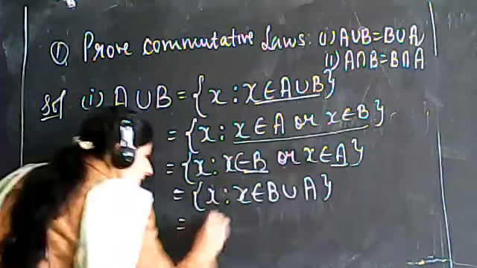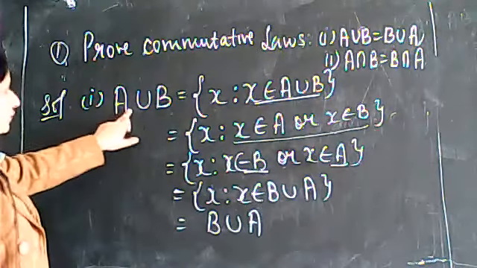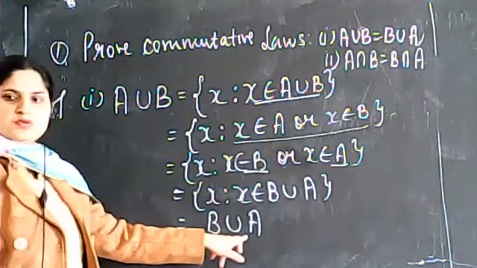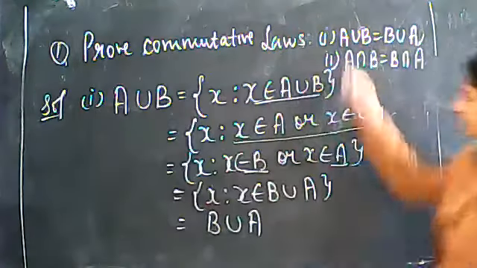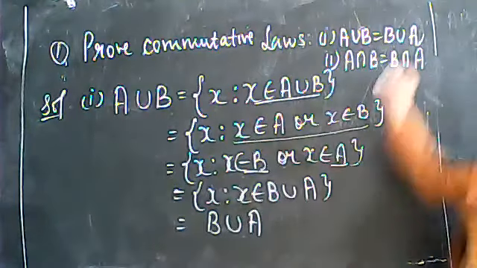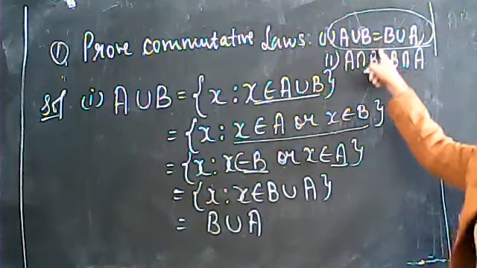So what have we got here? This is the definition of B union A. So this is what we had to prove, that A union B is equal to B union A. So the first part of the commutative law is proved here. Firstly, we have proved this law for union.